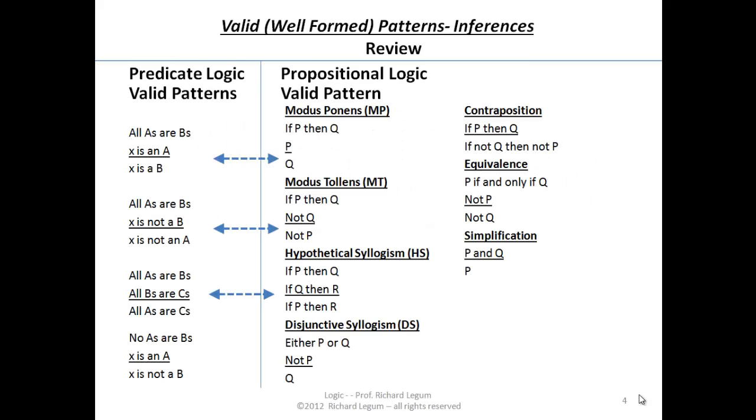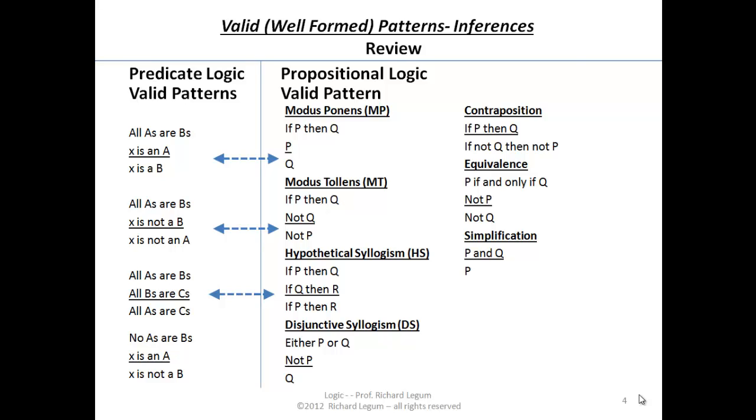And just quickly reviewing the major patterns, the ones that were really difficult, we had three in the predicate logic and three analogous ones in the propositional logic. We had the direct inferences: all A's are B's, X is an A, therefore X is a B. In propositional logic, if P then Q, P, therefore Q. Then we had: all A's are B's, X is not a B, therefore X is not an A. And that was in predicate logic.